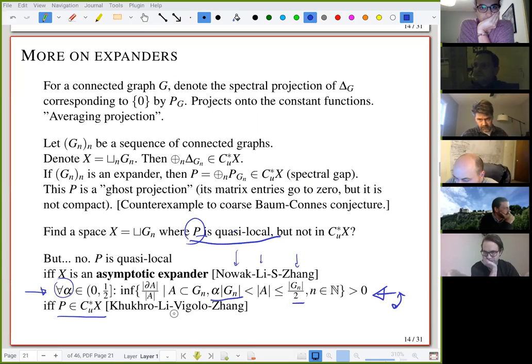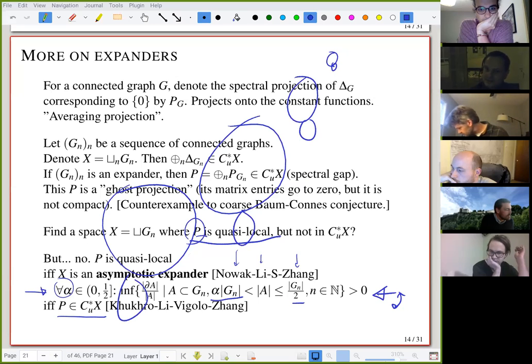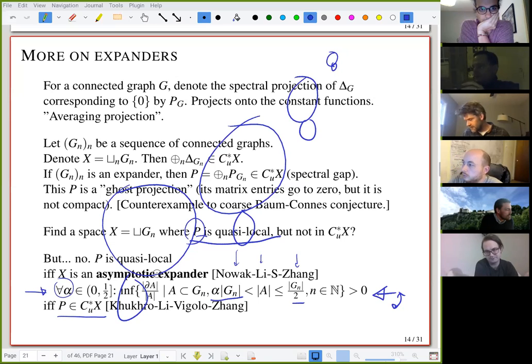Okay. So let me give you an example of how this looks, and then basically tell you all of them look like that. You take an actual expander, and then you take another family of graphs, which is pretty much anything, but smaller in size. So you tack on a small graph here, maybe a big graph here, but something like that. And as long as you keep the ratio of the non-expander part to the expander part going to 0, what you get is an asymptotic expander.